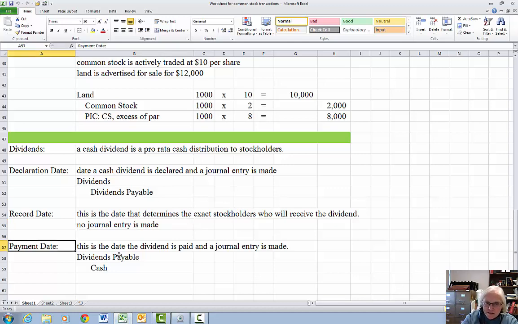The payment date is the date the dividend is paid, and a journal entry is going to be made to debit the payable that you set up earlier and credit cash. And the money is going to go to people who own stock on the record date.